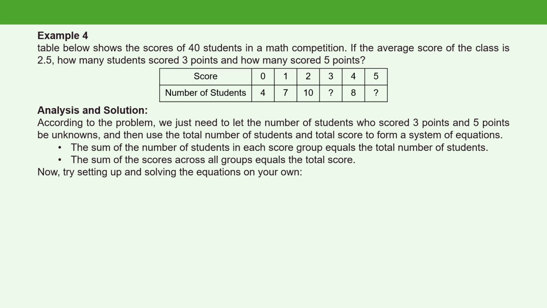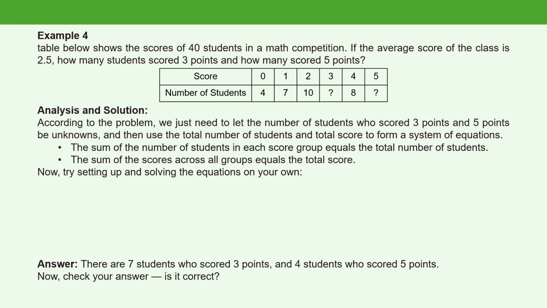According to the problem, we just need to let the number of students who scored 3 points and 5 points be unknowns, and then use the total number of students and total score to form a system of equations. Now, try setting up and solving the equations on your own. The answer is there are 7 students who scored 3 points, and 4 students who scored 5 points. Now, check your answer, is it correct?